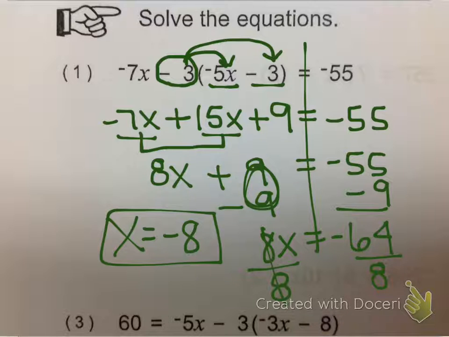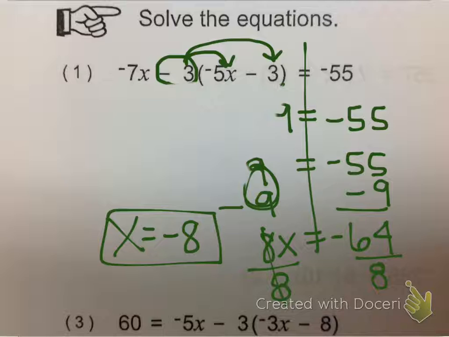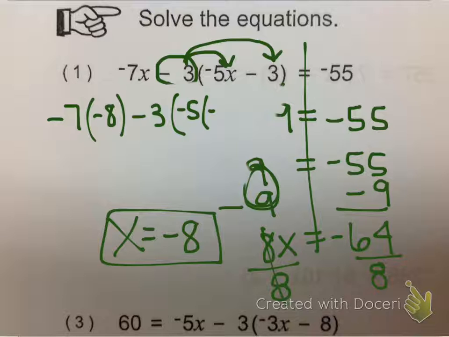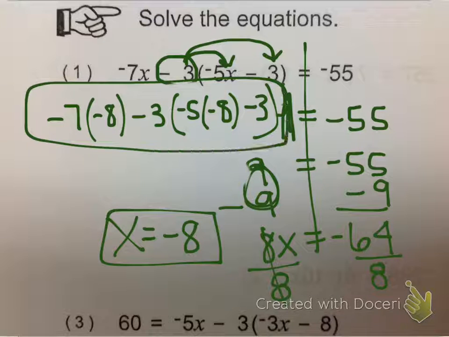If you were to plug that back in, I need some room here. You would plug it in negative 7, negative 8, so you put parentheses around it. Negative 3, parentheses, negative 5, negative 8, minus 3, close your parentheses. So this right here, if you type it all in the calculator, will give you negative 55.